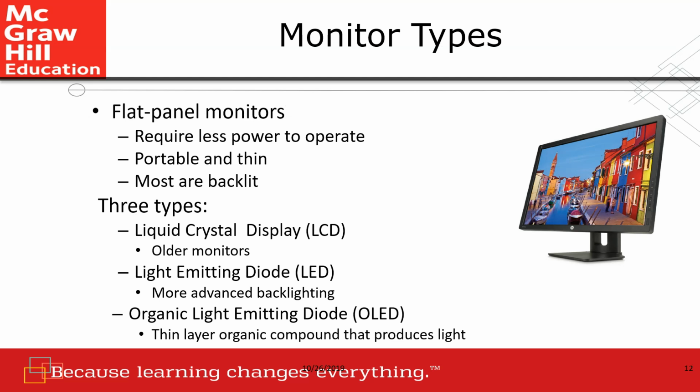Monitors. You need to know the different types of monitors. We have LCD, LED, and organic light emitting diode. LCD is the older monitor, and nowadays most people use the more advanced one, which is LED, light emitting diode, or the newer technology called organic light emitting diode. This is a thin layer of organic compound that produces light. The flat panel monitor usually requires less power to operate, is portable and thin, and is mostly backlit.